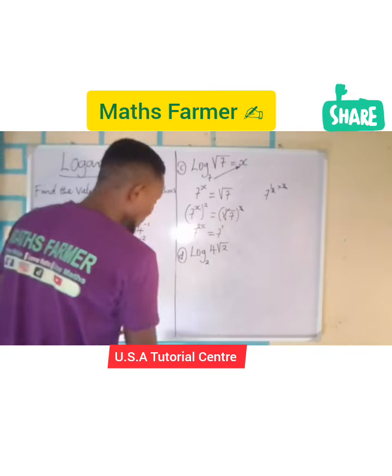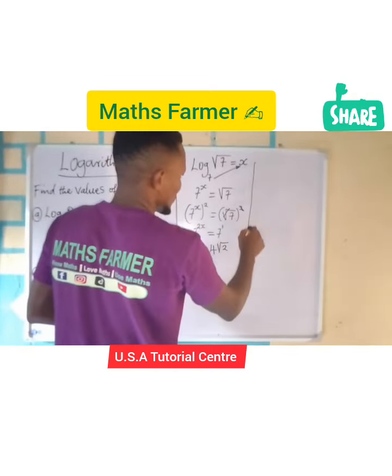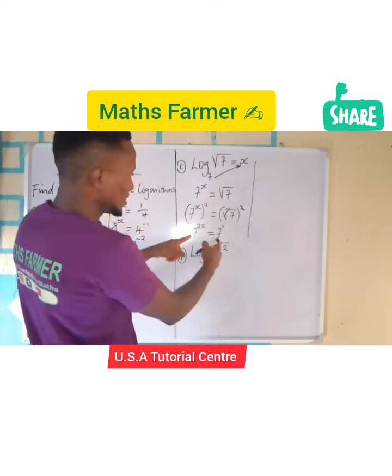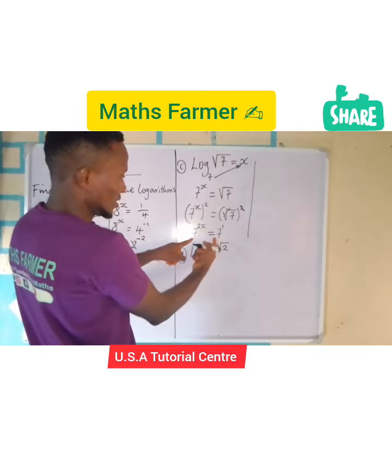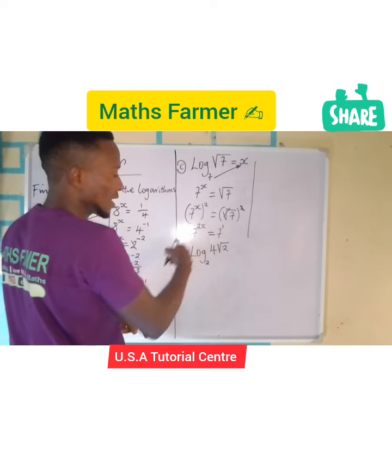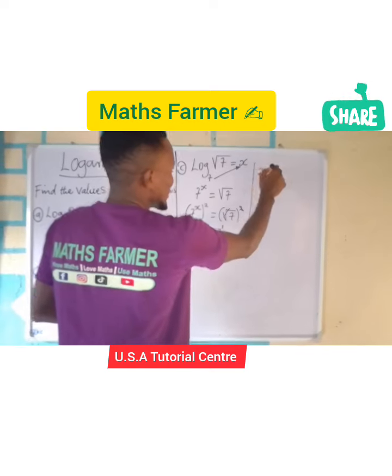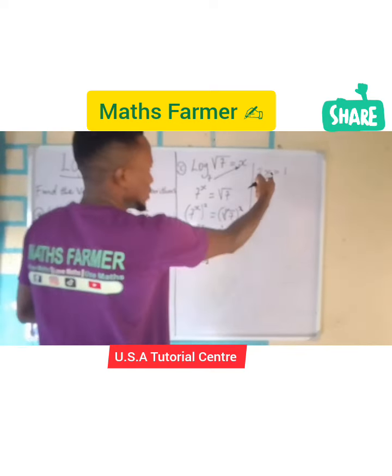So now moving further, their bases are the same. 7 as the base there, 7 as the base here. That means their powers are what? Equal. We discussed their base. What remains here as the power? 2x equals what? 1. We are looking for x. X is not yet alone.